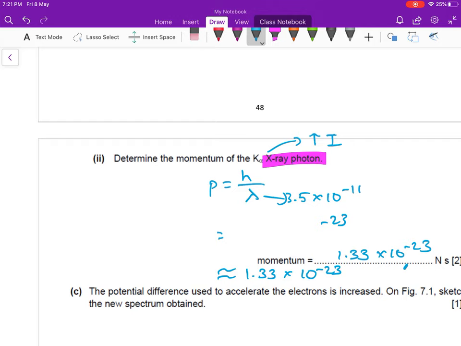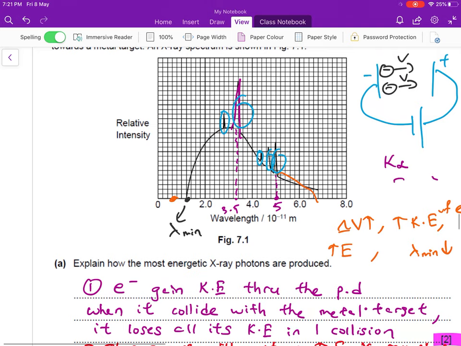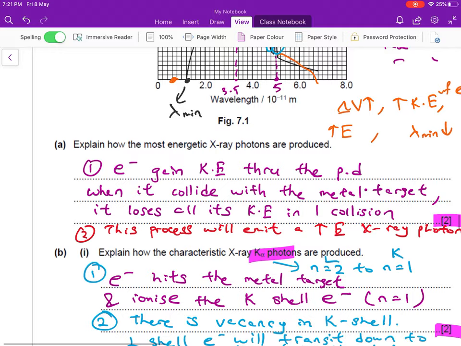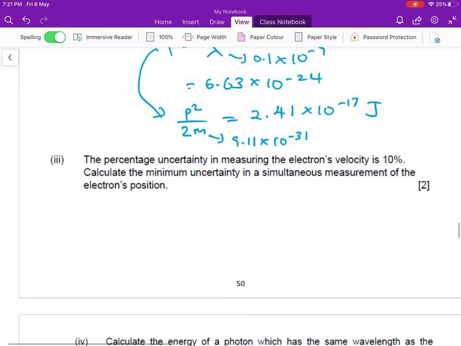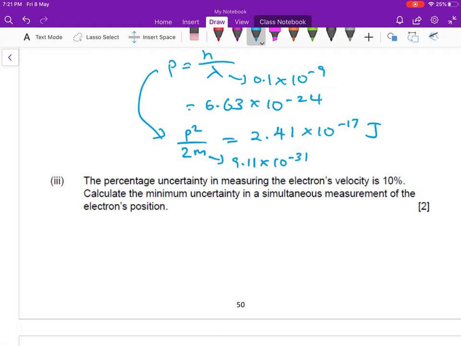So what is your momentum? 34 divided by 3.5×10^11, okay? So your answer should be 1.89, okay? Times 10^23, right? So this is the energy momentum of the K alpha. Okay, so K alpha should be your highest intensity. Because I won't assume that your energy is the lowest, you won't assume that the energy of your K and L shell is the lowest.